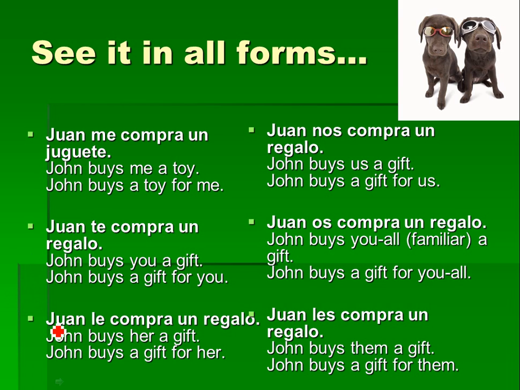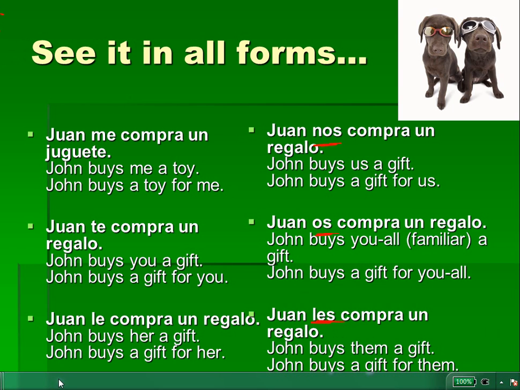Juan le compra un regalo. Juan buys her or him a gift. And Juan nos compra un regalo. He buys us a gift. Remember, nos comes right before the verb. Juan os compra un regalo. So that'd be the Spain form. Juan buys y'all a gift. And Juan les compra un regalo. Juan buys them a gift. So you can see it in every form, and it always comes right before the verb.